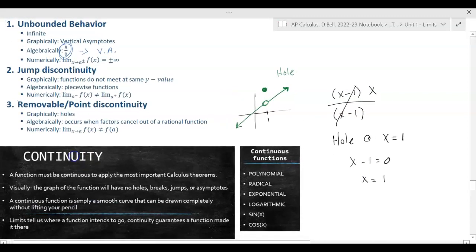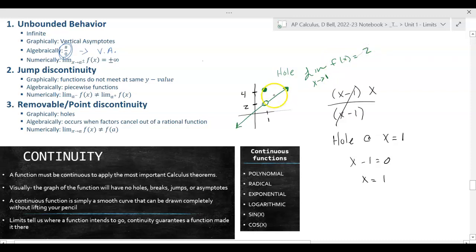Numerically, this happens when the double-sided limit does not equal the y value. So here, the double-sided limit would equal, let's call this y value 2, and this one 4. So the limit will exist at a hole, but it's not continuous. So the limit as x approaches 1 from both directions equals 2.